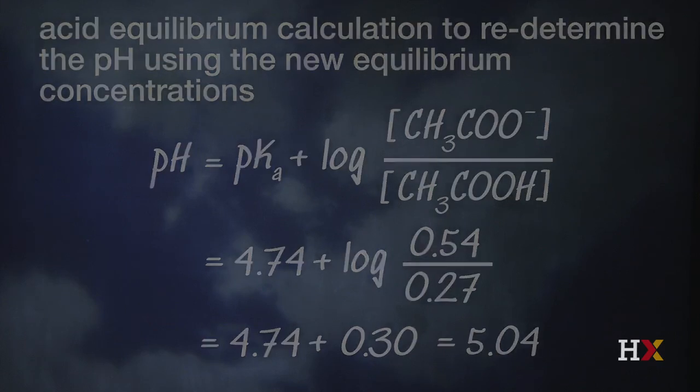So the conclusion is that the addition of 0.006 moles of HCl lowers the pH from 5.09 to 5.04. A tiny change. This is the point of the buffer solution. It protects that solution against changes in pH resulting from the addition of either an acid or a base.